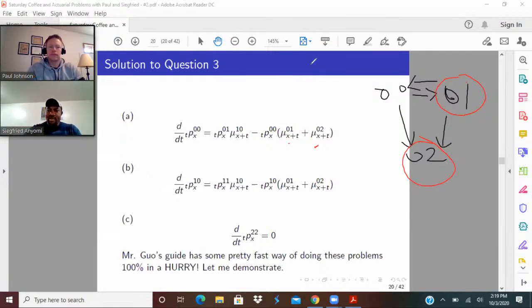Okay, so essentially that's all we need to come up with the expected change in the probability, which is this derivative here that we seek to find an expression for.